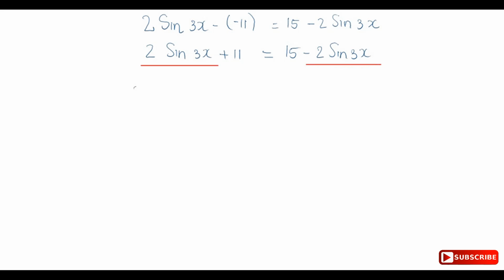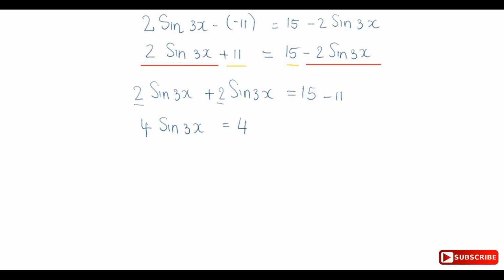So it's going to be the 2 sine 3x plus 2 sine 3x, which is equal to what are we going to be left with? That plus 15, the 15 and the 11, right? So I'm going to rewrite the 15, and the 11 moves to the right hand side, so it's going to be minus 11. And you're going to have 4 sine 3x, because that's the 2 and that 2. It's going to be 4 sine 3x, which is equal to 15 minus 11, which is 4.